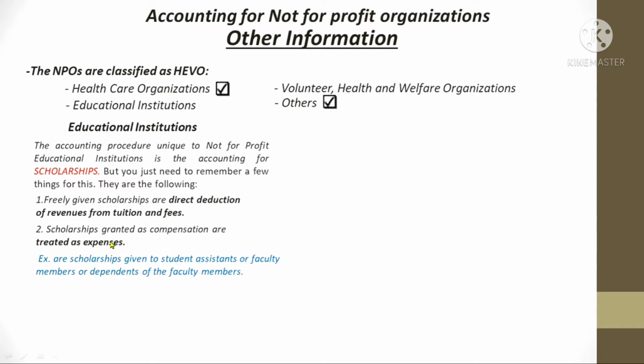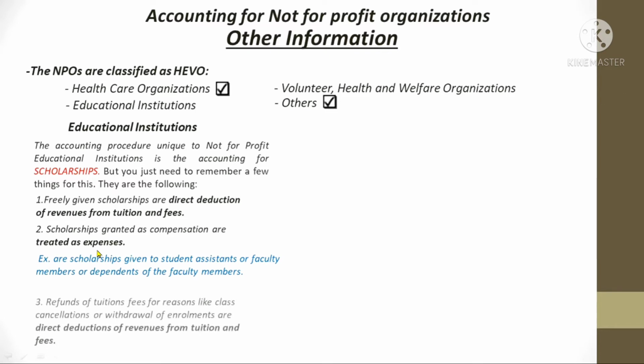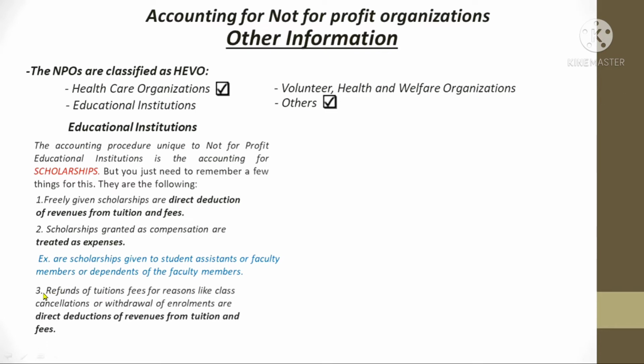The third and last one is self-explanatory: if there are refunds of tuition and fees for reasons like class cancellations or withdrawal of enrollments, you should consider these as direct deductions from revenues from tuition and fees, just like number one, scholarships that are freely given. They are both considered deductions of revenues from tuition and fees.